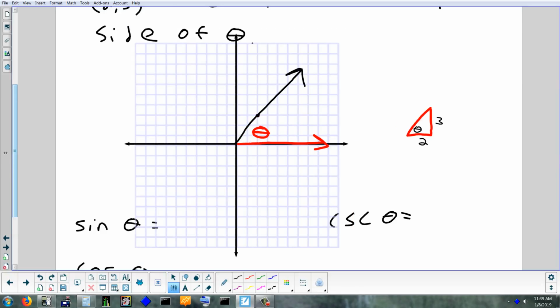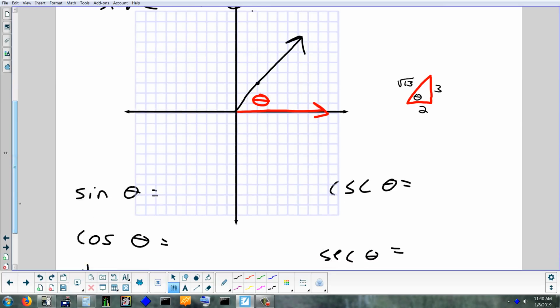2. How tall is it? 3. And now to find the 6 trig functions, I'm missing one of the sides. How can I get the last side? Pythagorean Theorem. 9 plus 4 is how much? 13. And there's your hypotenuse. Okay. So let's start with the sine.